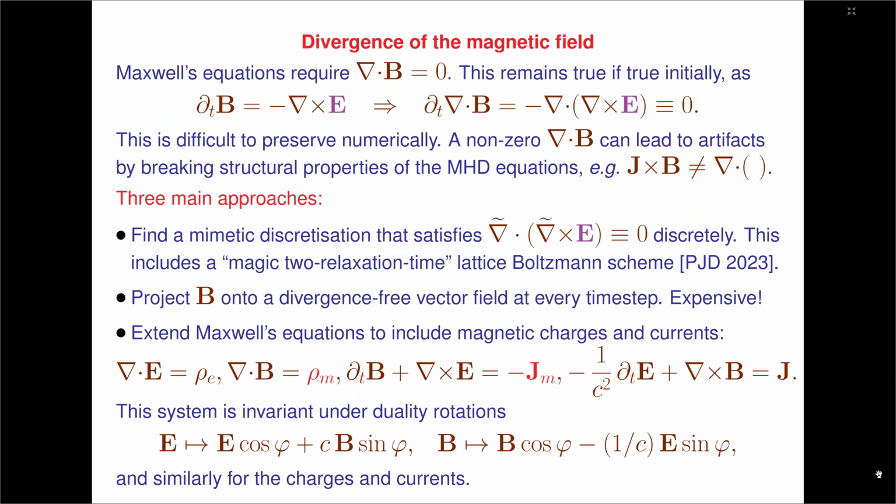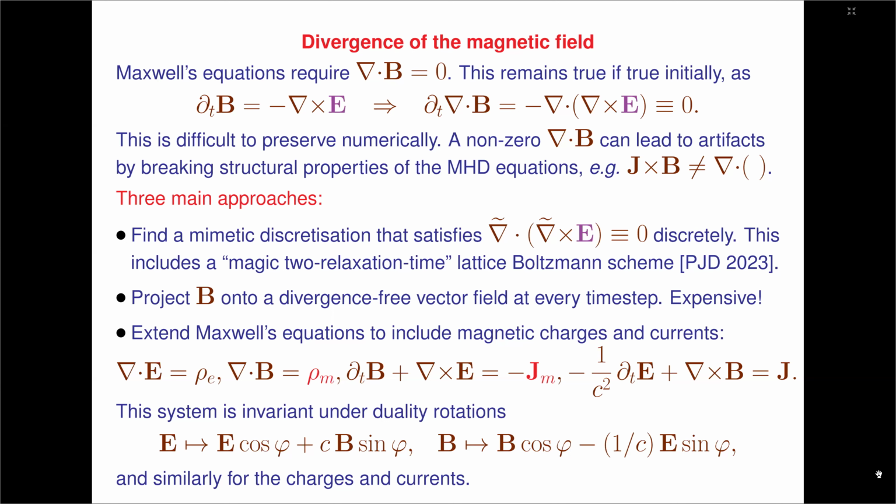Yeah, so Maxwell's equation says that should stay true if it starts true, because if we take our evolution equation for B, take its divergence, time derivative of the divergence is the divergence of the curl, it's identically 0. So that should be true exactly in real calculus, but it's easy to break that. And if you break it in particular, you can no longer write the Lorentz force as the divergence of a thing, so momentum conservation immediately has a problem.